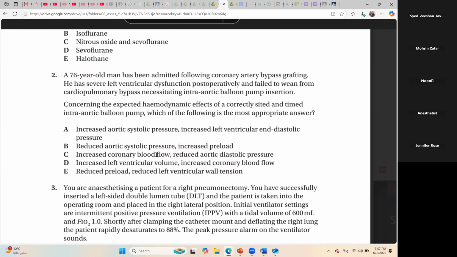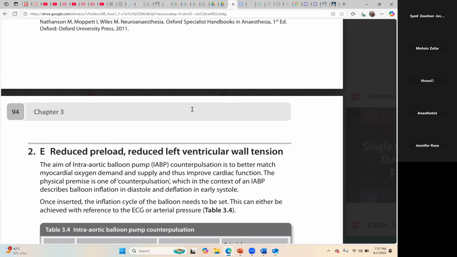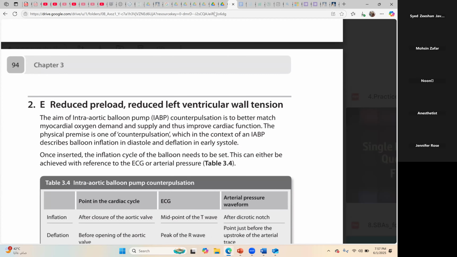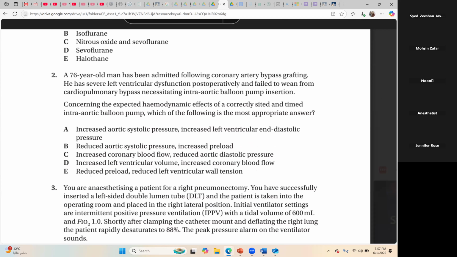So reduced aortic systolic pressure, but decreased preload. So this is also wrong. Increased coronary blood flow, reduce aortic diastolic pressure. So this is the answer.